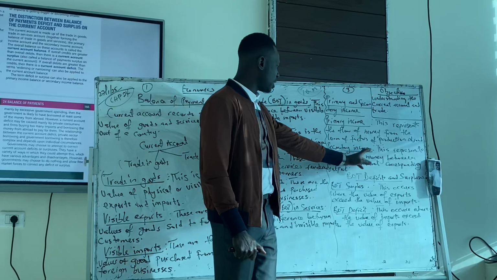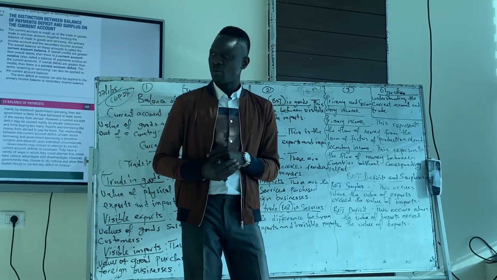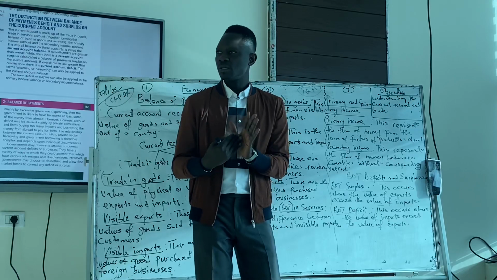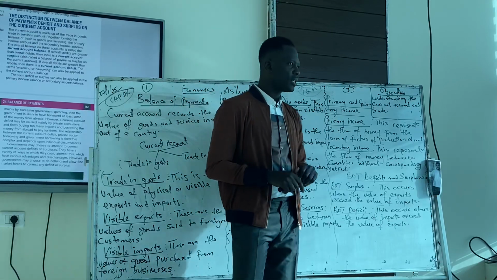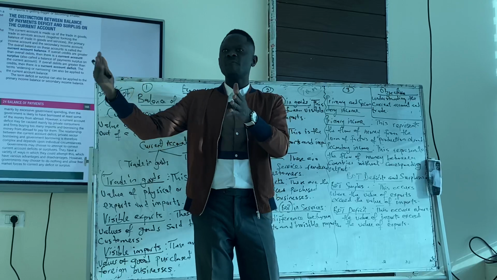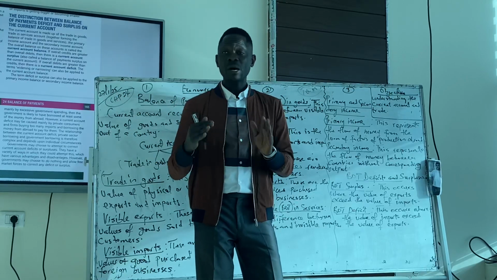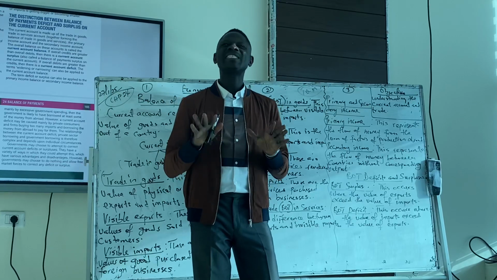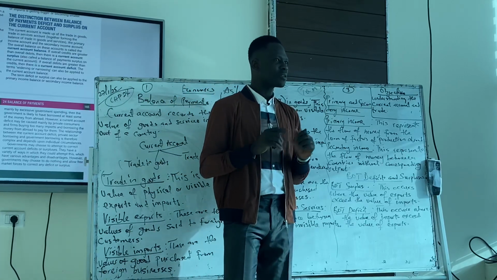Then we have secondary income. Why do we call it secondary income? We call it secondary income because there's no output in return. So these are mostly between countries. The Libyan government might give the Turkish government money without the Turkish government selling goods or services. So this is secondary income. Do you understand secondary income here?